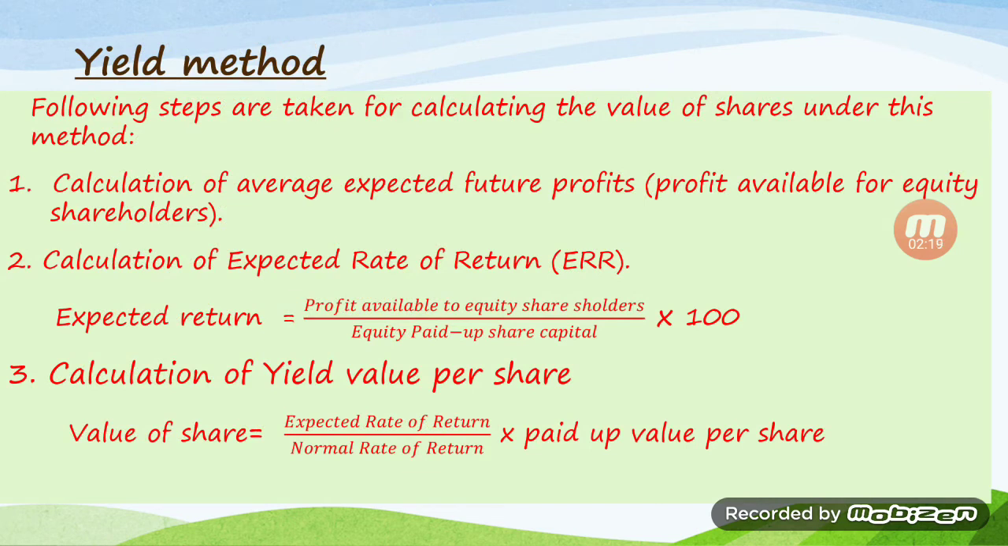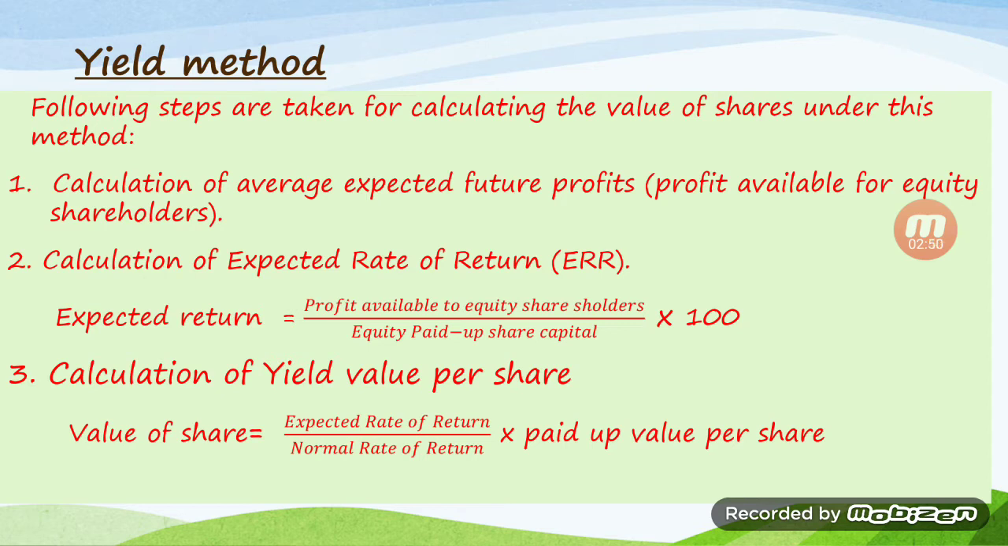The following steps are to be taken for calculating value per share under the yield method. Step 1, average expected future profit is to be calculated. So what is average future profit? If any future incomes or expenses are expected, they are to be adjusted and the future profit is to be calculated, because it is the profit available for equity shareholders.